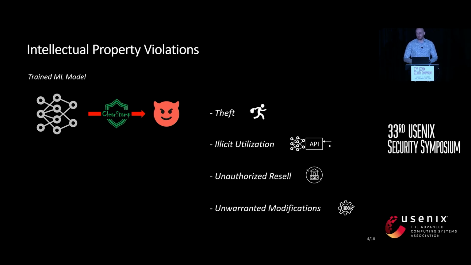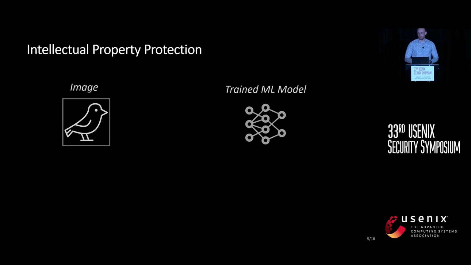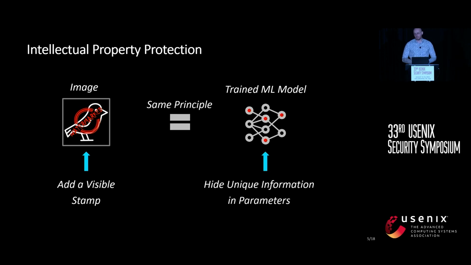So now that we have seen this, let's come back to the watermark protection. We have our image, and we have already seen that we have a visible stamp on the image, and we added some data there. On the other side, of course, we cannot add a visible stamp to the machine learning model, but we embed some unique information in the model parameters. This is how model watermarking usually is done.